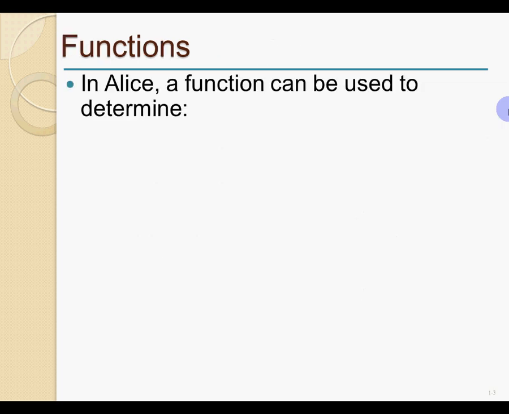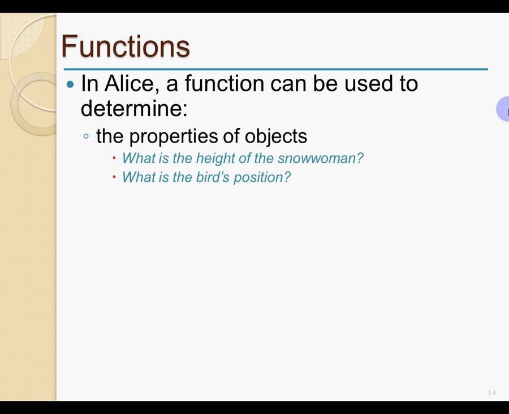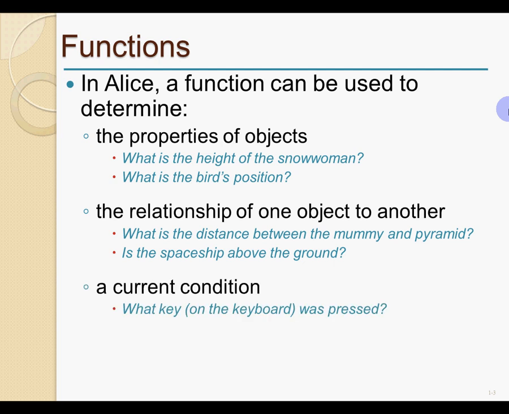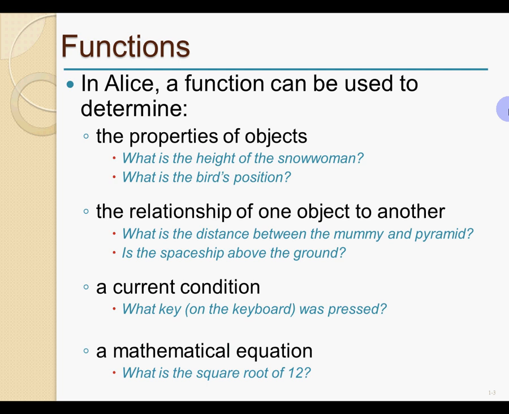In Alice, a function can be used to determine a number of things. First, it can tell us the properties of a specific object. For example, what is the height of a snow woman? What is the bird's position in the world? It can also tell us the relationship of one object to another, so it could tell us, for example, the distance between the mummy and the pyramid, or is the spaceship above the ground or below the ground. It can tell us a current condition about our world or our environment, so what key on the keyboard has been pressed. And it can also tell us a mathematical equation, so what is the square root of 12, for example.